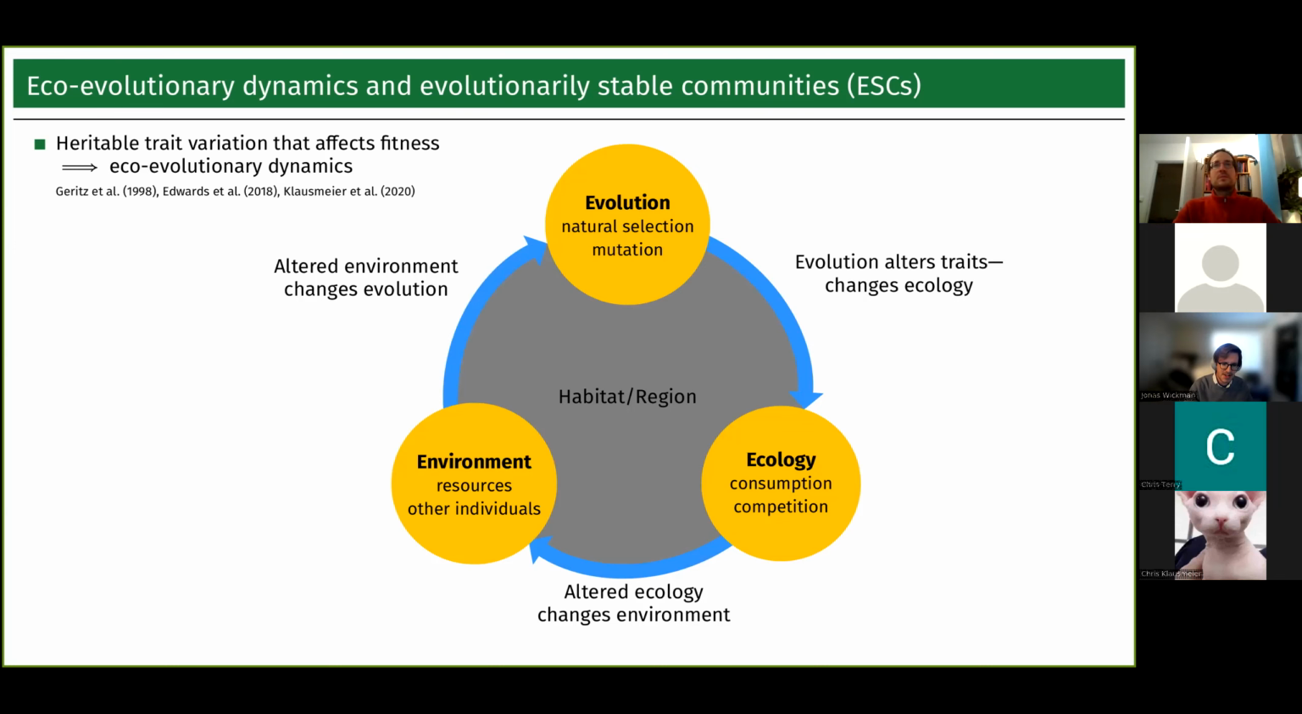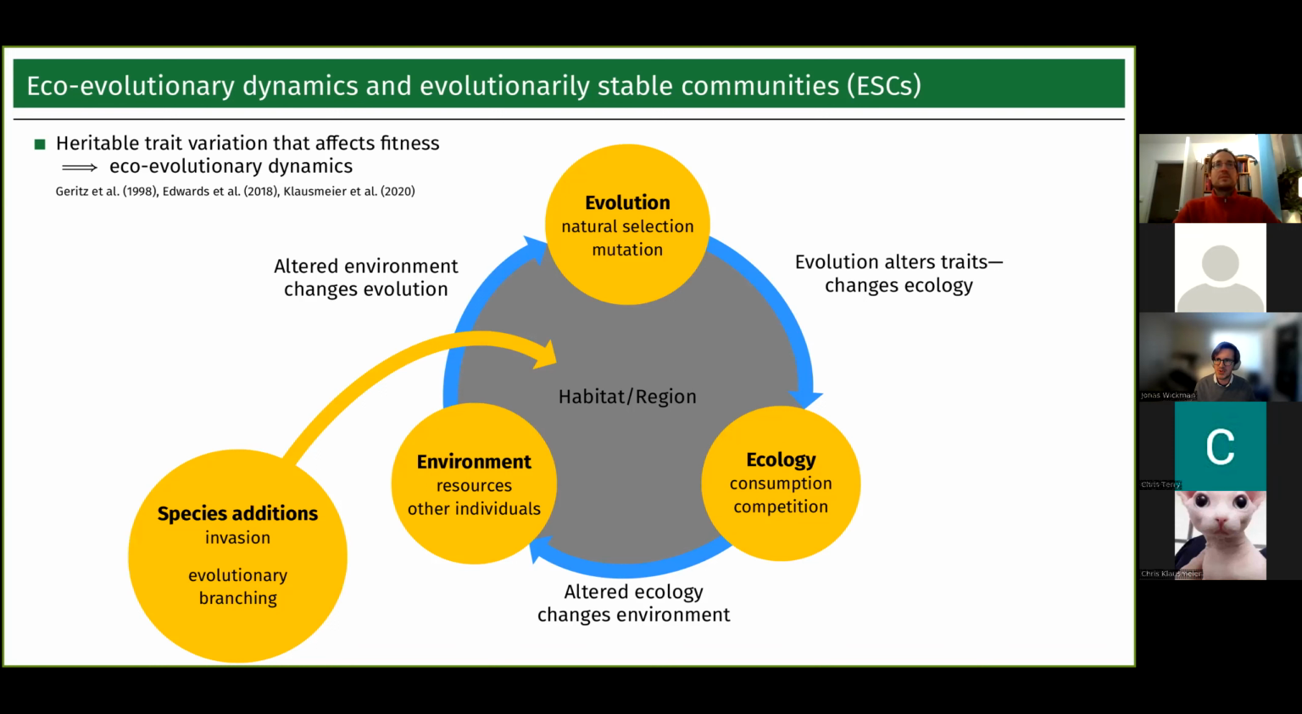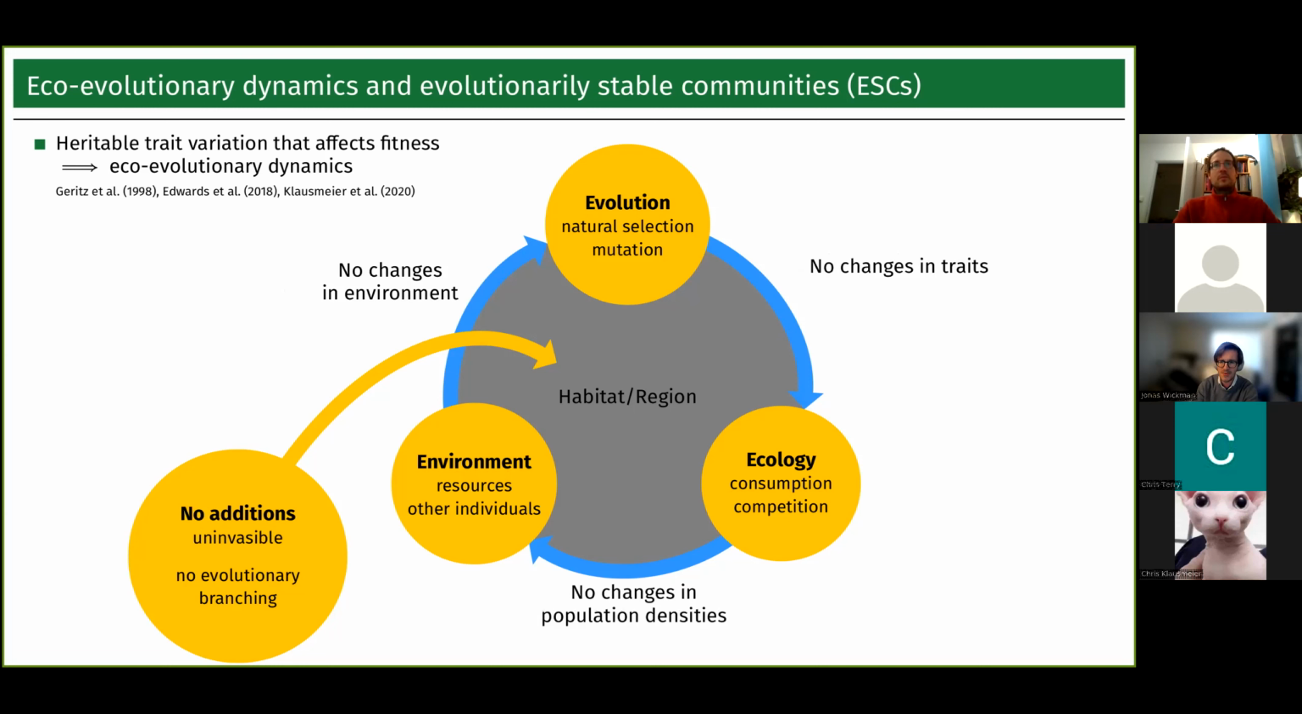And on top of all of this, there might be unused trait space in some sense. So new species might come in and invade the system and add themselves to the community, or there might be evolutionary branching, where one species splits into two over time due to selective pressures. And this feedback loop goes around and around, but in the very long run, we can expect to reach some kind of attractor in the simplest case, some kind of equilibrium where we have no changes in traits, no changes in densities, and no changes in the environment, and where the community is closed to further innovation, and consequently also no more evolutionary branching.